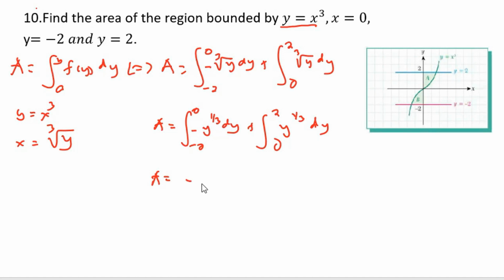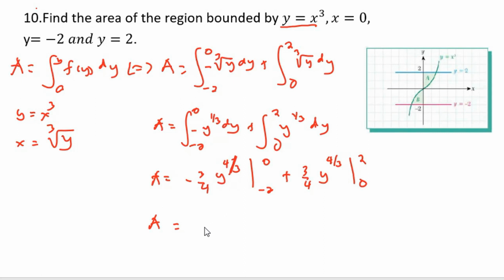We have the negative of 3/4 of y to the power of 4/3 evaluated from -2 to 0, plus integrating now the second term. So we have 3/4 of y to the power of 4/3 evaluated from 0 to 2. Now, this first term is for area B, and the second term is for area A.